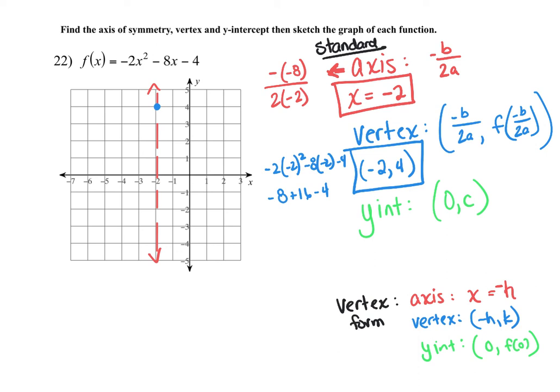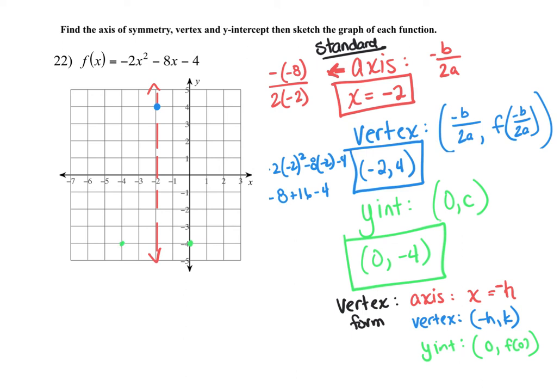All right? Y-intercept. My y-intercept is just going to be 0, c. So I'm going to go to 0, c, which is 0, negative 4, and I'm going to plot this. Now, if your y-intercept falls on the graph, to figure out how to sketch this, just mirror it. So what I mean by that is it's here, it's 2 away from my axis, go 2 away from your axis on the other side. That is a mirror. And it's going to look like this.